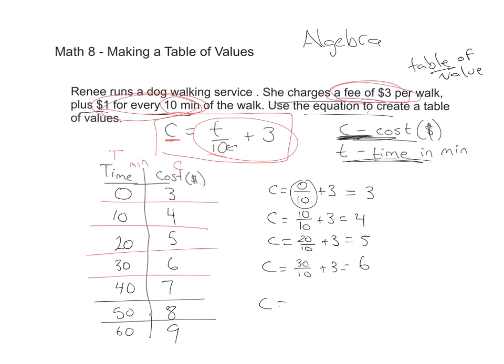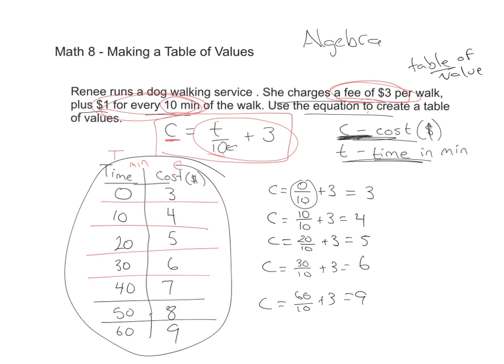Let's check out 60, just to make sure we did it right. 60 divided by 10 plus 3. 60 divided by 10 is 6. 6 plus 3 is 9. So you can see with this equation, we have now built our table of values. Because they didn't tell us, we could come up with some numbers for the time, and then we just figured out the cost after. So she could even put on her poster these costs with the represented time, so people have a good idea how much it's going to cost her to walk their dog.